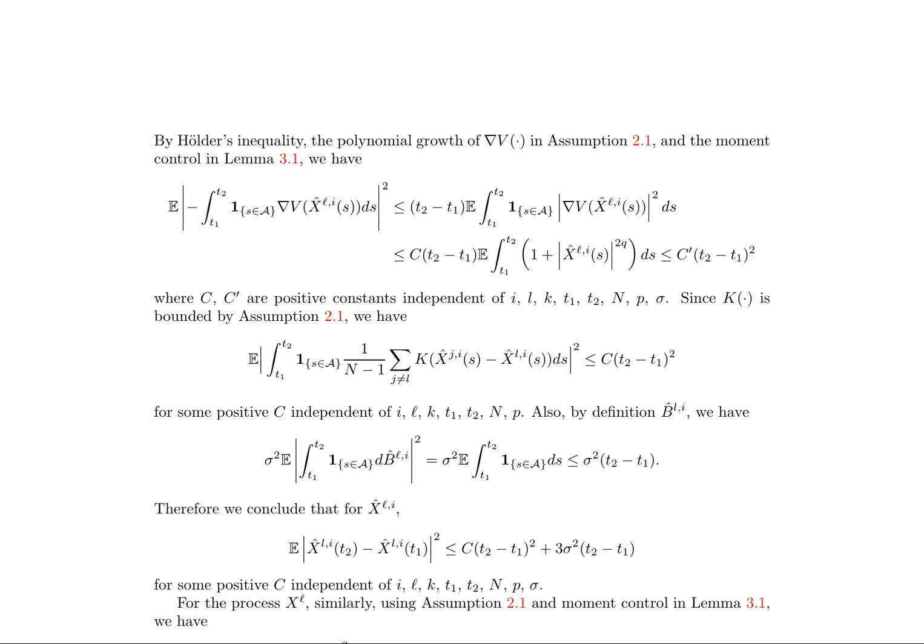The authors derive bounds on the expectations of the squared differences between the processes XL,I, XL, X, and Z at different time points. For XL,I, the expectation of the squared difference between XL,I,T2 and XL,I,T1 is bounded by C(T2 - T1)^2 plus 3 sigma^2 (T2 - T1), where C is a positive constant independent of I, L, K, T1, T2, N, P, and sigma. Similarly, for XL, the expectation of the squared difference between XL,T2 and XL,T1 is bounded by C(T2 - T1)^2 plus 3 sigma^2 (T2 - T1), where C is a positive constant independent of L, K, T1, T2, N, P, and sigma.